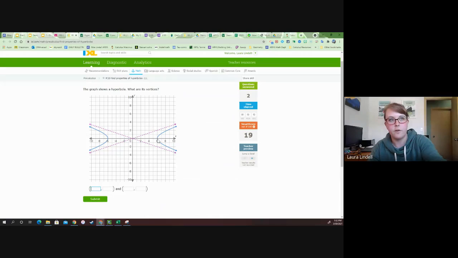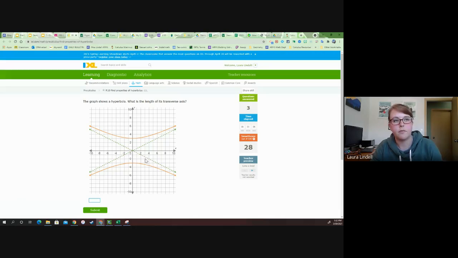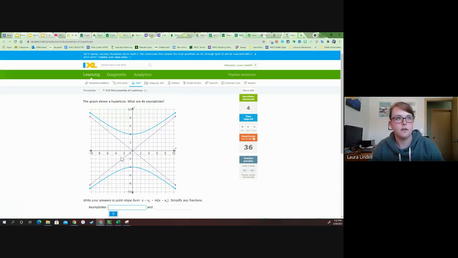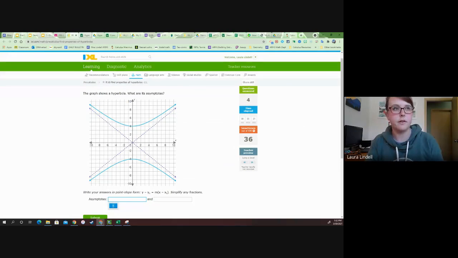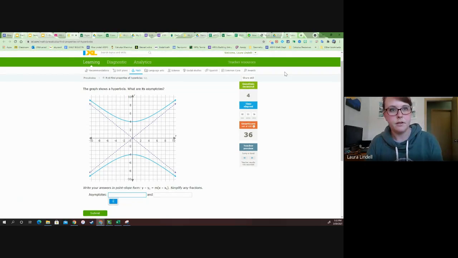Or it'll ask what are the vertices. So we pick those numbers out, like 6, 0 and negative 6, 0. Or it'll ask what's the length of the transverse axis, the one that we're more used to finding. And in this case, it's also 6. And then it'll ask you for things like the asymptotes as well, which we've learned to find. And you can also find them just like you did on your hyperbola Desmos activity by pulling points, or you can do it by finding A and B and then using the center and A and B.